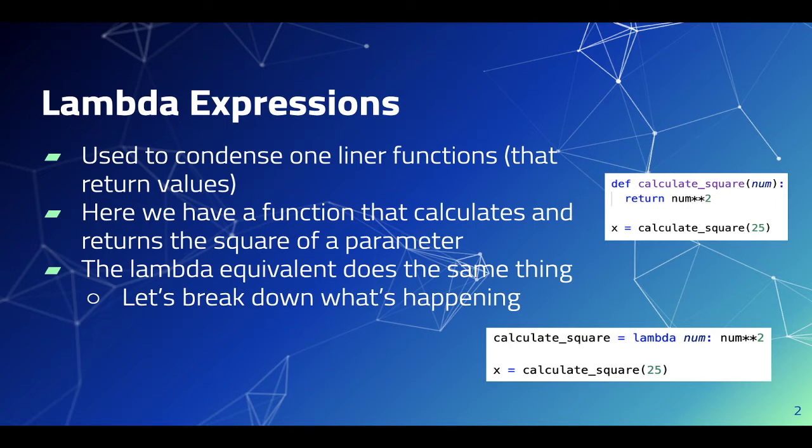And if we say x is equal to calculate square of 25, notice how we're calling calculate square with the parentheses because it's a function, right? So even though we're defining it as a variable, it's given a function type because of the lambda. So we call it with parentheses after and provide the number, which is called num. And x after this case would be, what, 625, right?